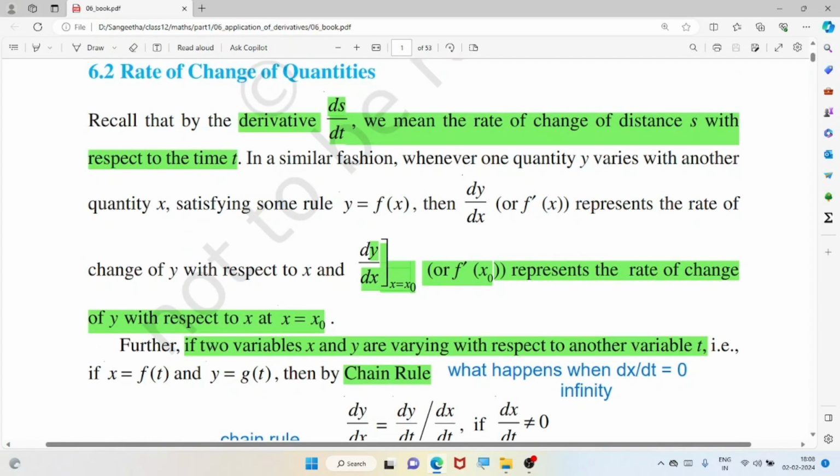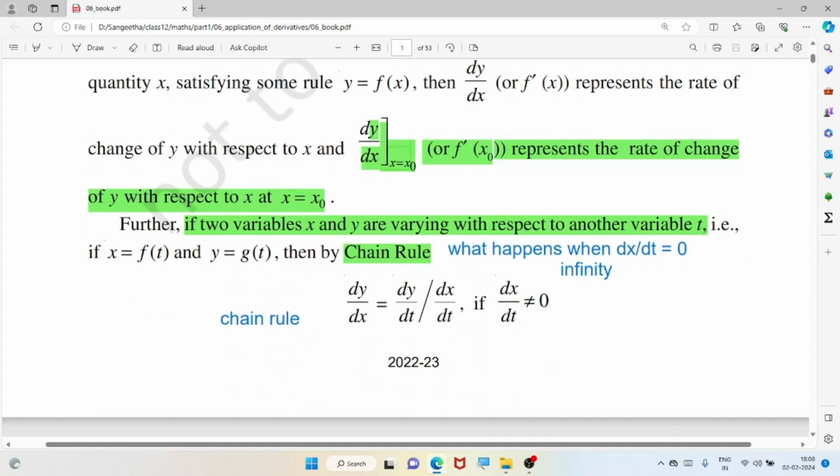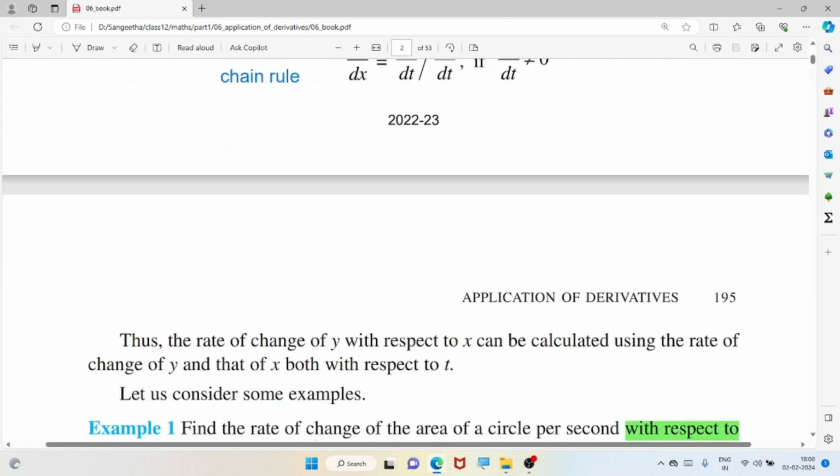Now what happens if two variables are changing with respect to one variable, say time? x and y are varying with respect to time, then dy by dt divided by dx by dt gives dy by dx. Because this is a denominator, it should not be equal to 0, otherwise it becomes infinite. Okay, this is called the chain rule.